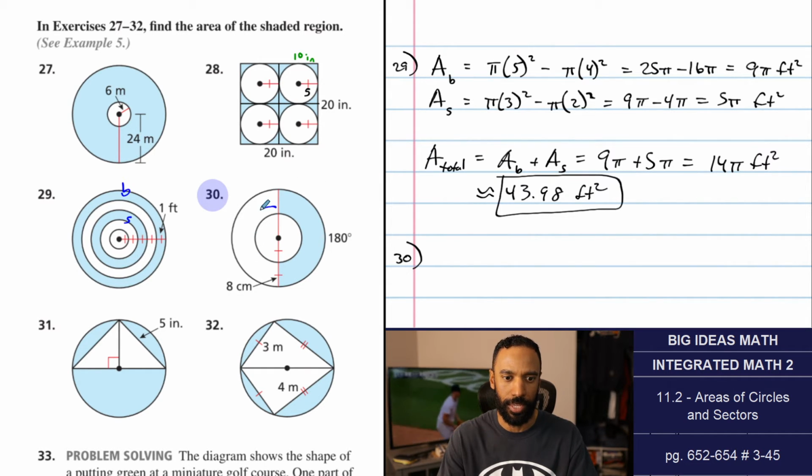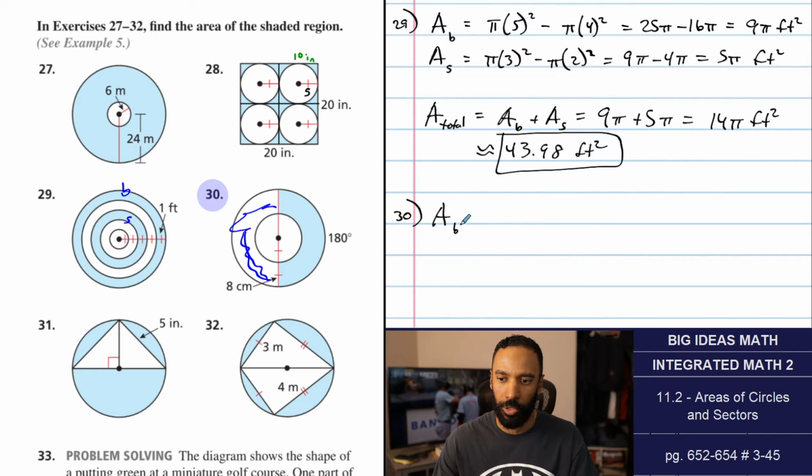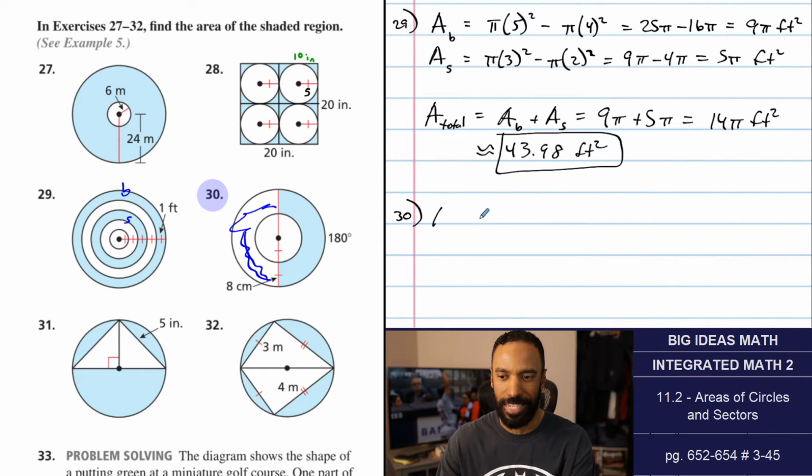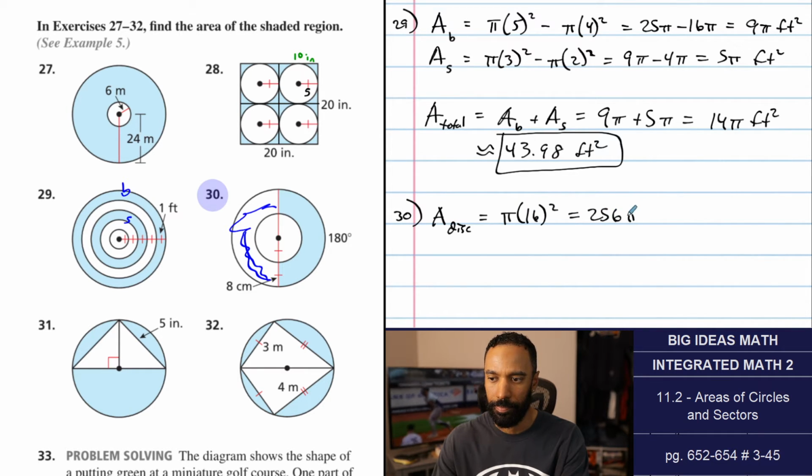Let's find the area of the whole thing, and then let's just take out a half of it. Let's divide it by 2. So, because we can tell it's half, 180 degrees diameter, all that stuff. These are each 8 centimeters, so the whole thing is 16. So the area of what would be the original blue, I can't just call it blue. Whatever. I'll call it area of disk. Area of disk is 16. Pi times 16 squared, which is 256 pi.